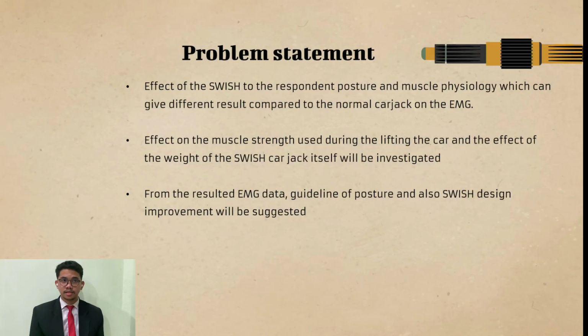For the problem statement, the SWISH car jack is a new device. Therefore, we need to see the effect of SWISH on the respondent's posture and muscle physiology, which can give different results on the EMG compared to a normal car jack. The muscle strength used during lifting the car and the effect of the weight of the SWISH car jack itself will also be investigated. From the EMG data results, a posture guideline and SWISH design improvements will also be suggested.